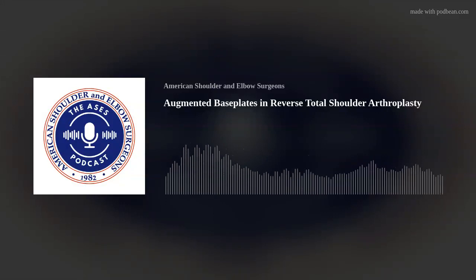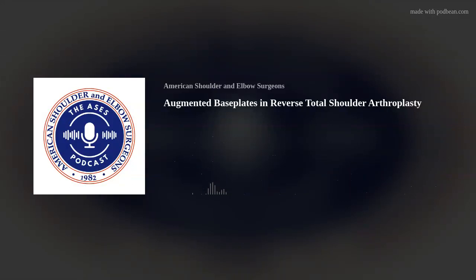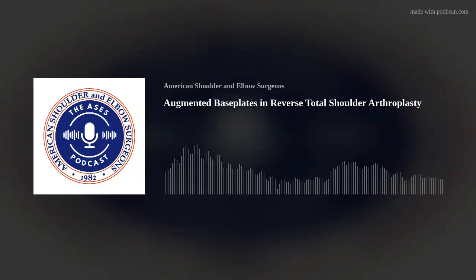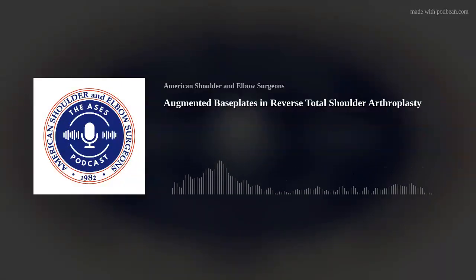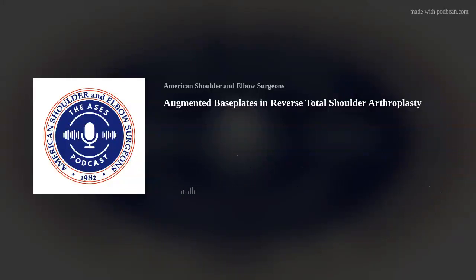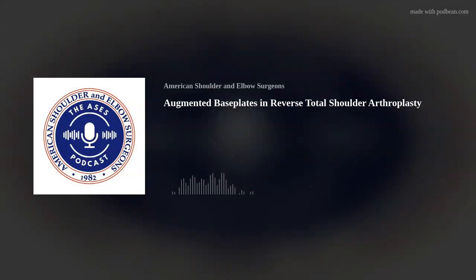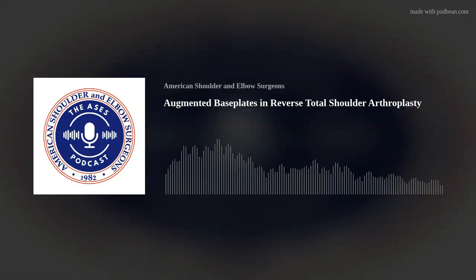Some of them will be okay, because a lot of times you'll get some posterior superior erosion, but you have good bone central and inferiorly that you can get good baseplate fixation in. But I think an even worse scenario is when you have some of these older polyethylenes that have been put in that have lost, with lysis around them and wear, and you're dealing with these massive defects.